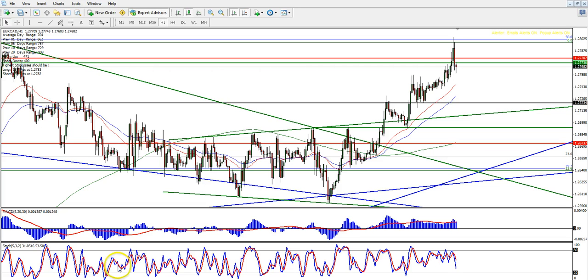You can see we've recently, earlier today, reached our main trade profit target for this trade, just here at the green line, 127.73. Our entry price here triggered on Tuesday at 127.23.